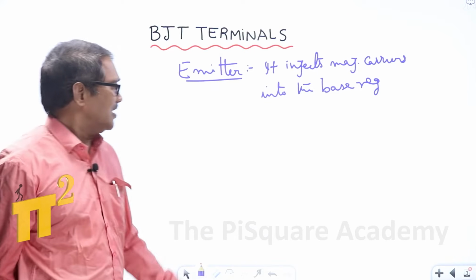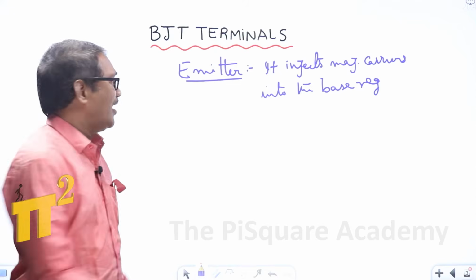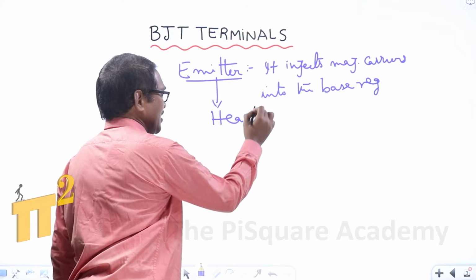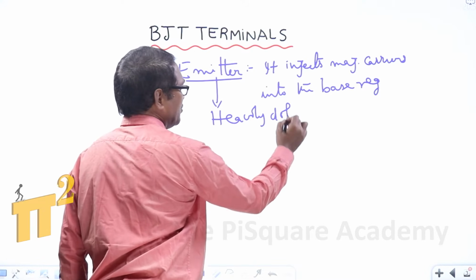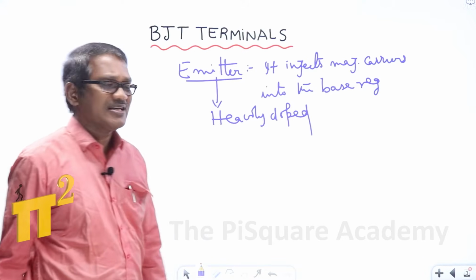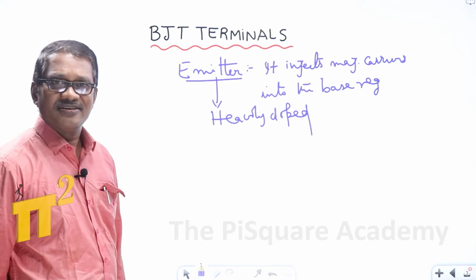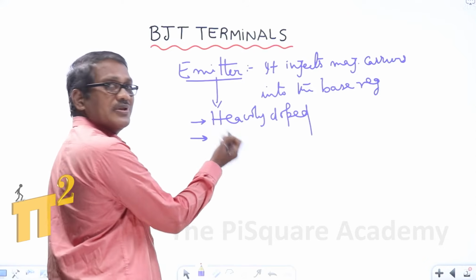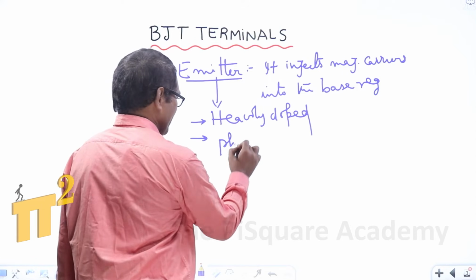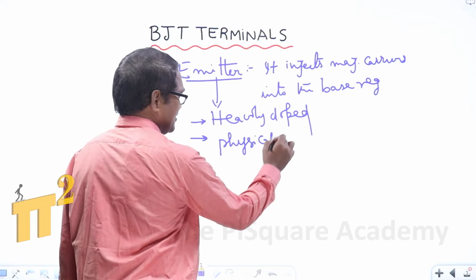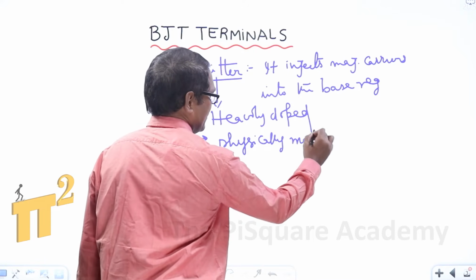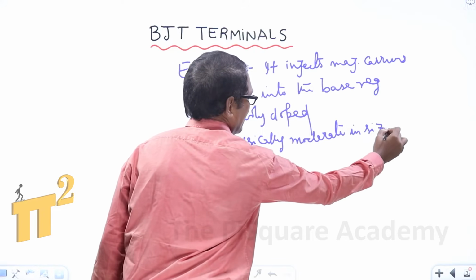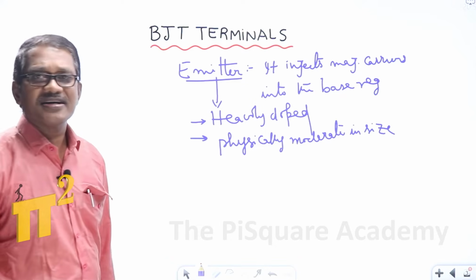Right? So that is the basic function of the emitter. And the emitter is heavily doped, more heavily doped when compared to the other two sections, that means the collector and base. Have you understood this? And the next one is, it is physically moderate in size. These are the physical characteristics of the emitter.